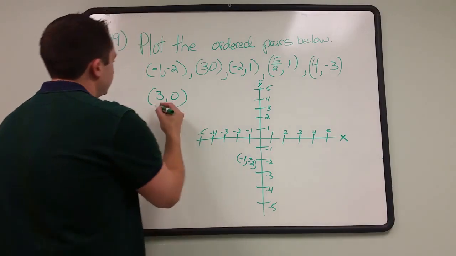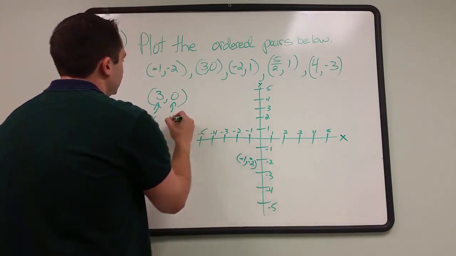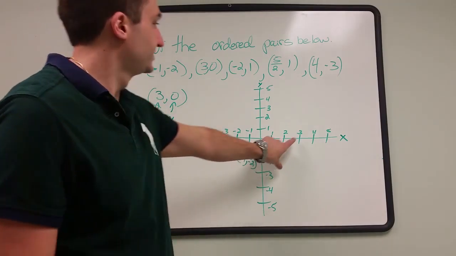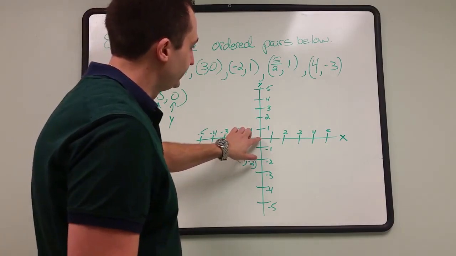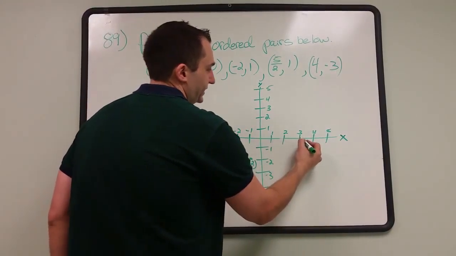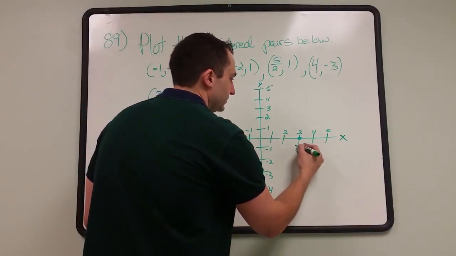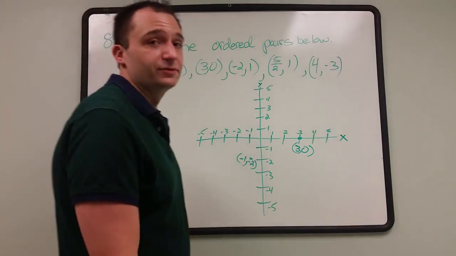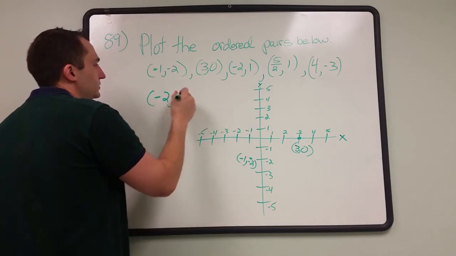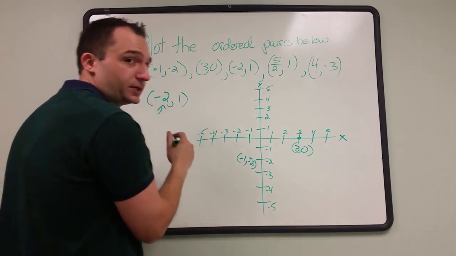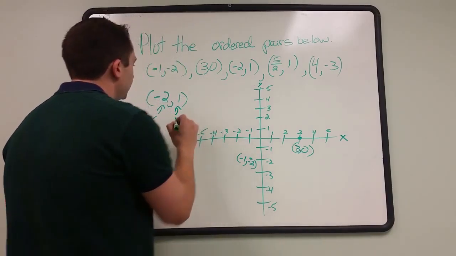The 3 corresponds to the x-axis, and the 0 corresponds to the y-axis. So on the x-axis, 3 is located here, and on the y-axis, 0 is located right in the center. So they would intersect right here on the x-axis, and you would label the point 3, comma, 0. The third point, -2, comma, 1. The -2 corresponds with the x-axis, and the 1 corresponds with the y-axis.